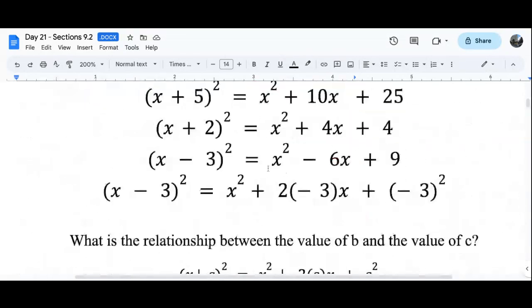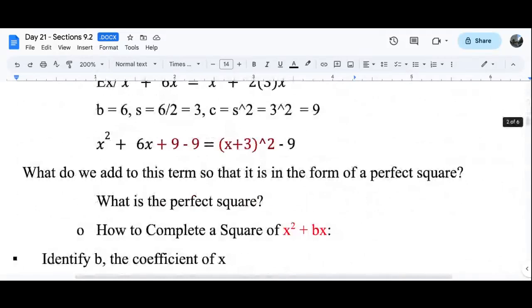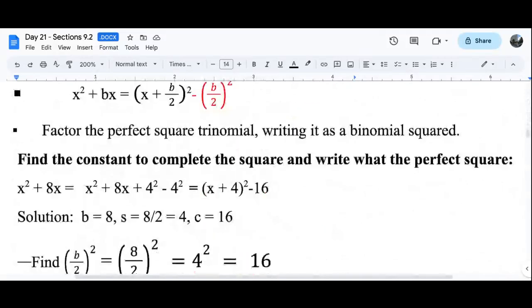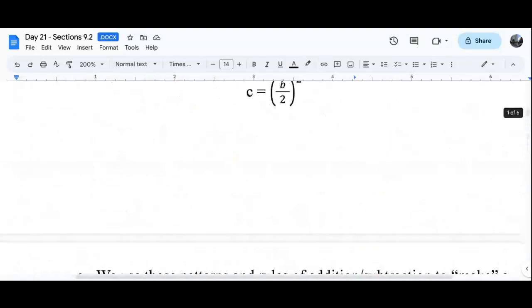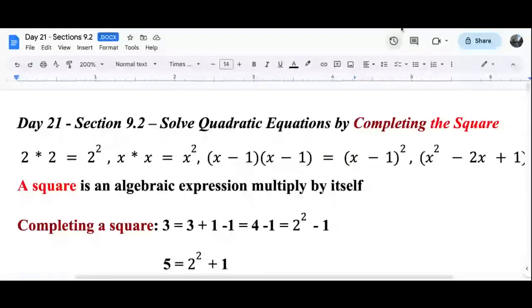We have ax squared plus bx plus c. We call that the standard form. And we have another kind of form called vertex form. So completing the square basically changes the standard form into the vertex form.